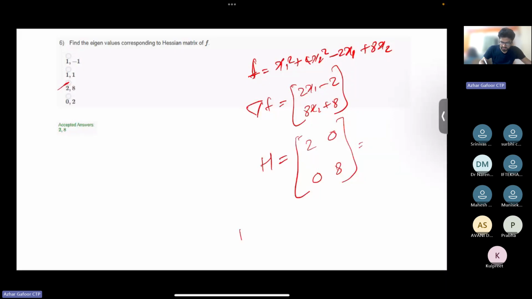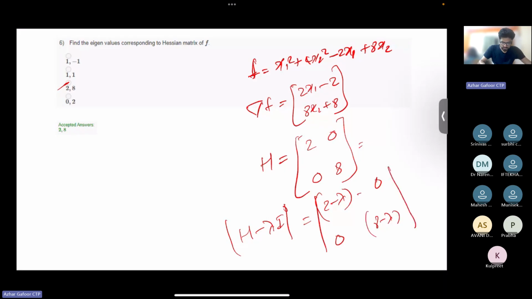Now we find the determinant of H minus lambda I. We get 2 minus lambda, 0, 0, 8 minus lambda, which we set equal to 0. We get 2 minus lambda into 8 minus lambda is equal to 0, which gives lambda equal to 2 or 8.